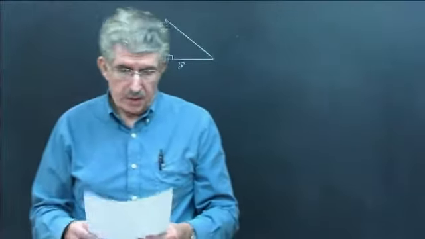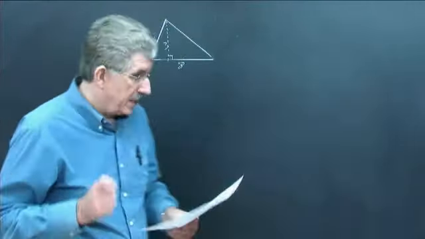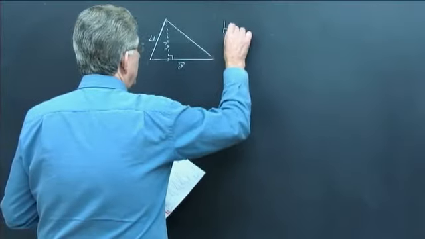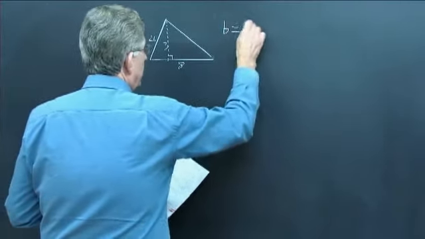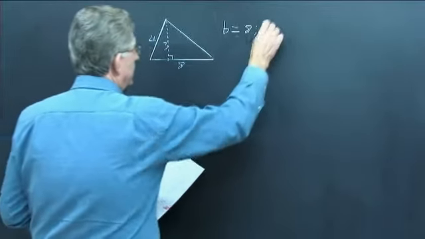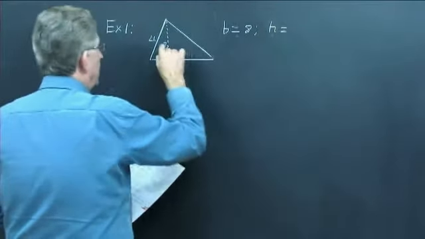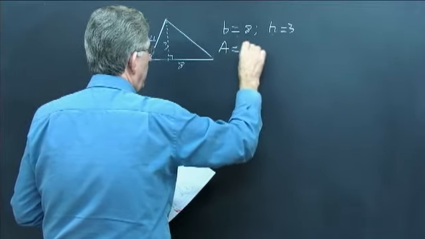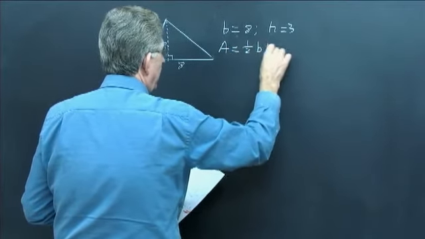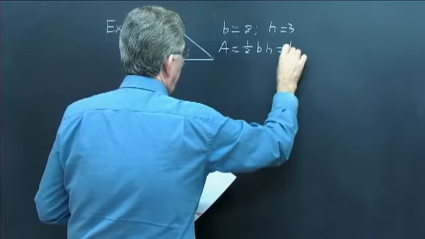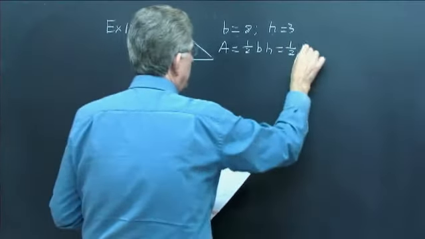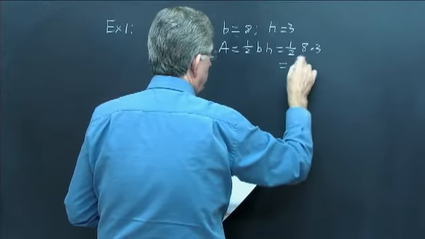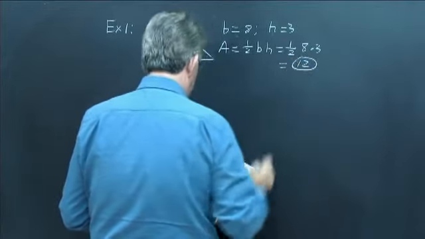Example 1 is going to be a little harder. Let's take a look. We're asked to identify the base. It's easy. It's given as 8. We're asked to identify the height. That's easy. It's given as 3. Now we're to find the area. The area is 1/2 the base times the height. So it's 1/2 8 times 3. And so 1/2 8 is 4. 4 and 3 is 12. So our area is 12.